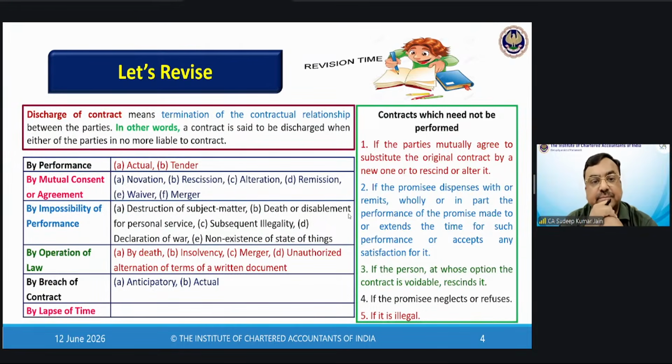Discharge of contract means end of the contractual relationship between the parties. In other words, a contract is said to be discharged when either of the parties is no more liable to the contract. So discharge of contract may be by performance. It means the parties have performed according to the contract. It means they are discharged from the liability. Performance may be actual or tender. We have discussed tender is also called attempted.